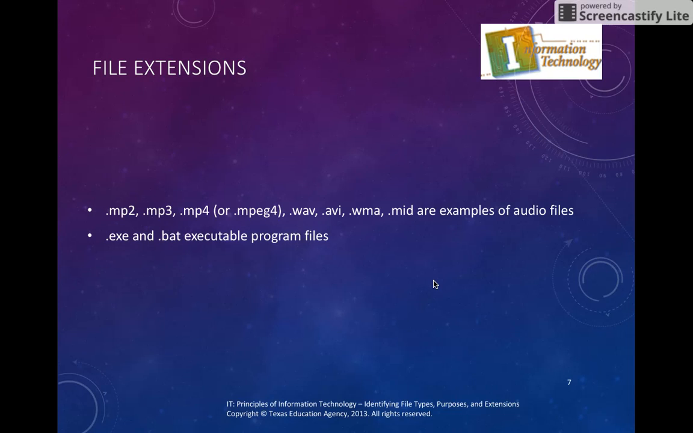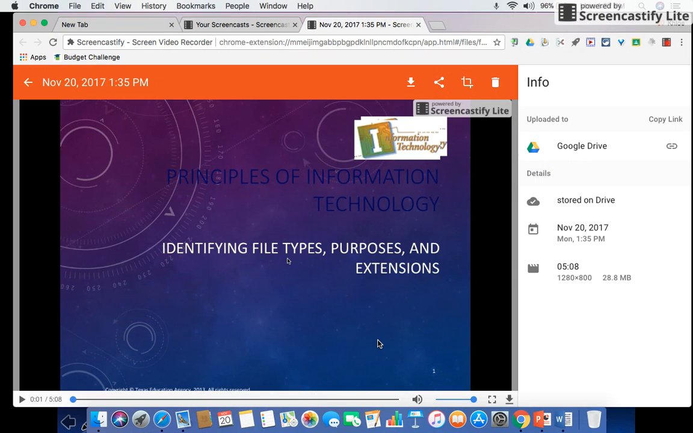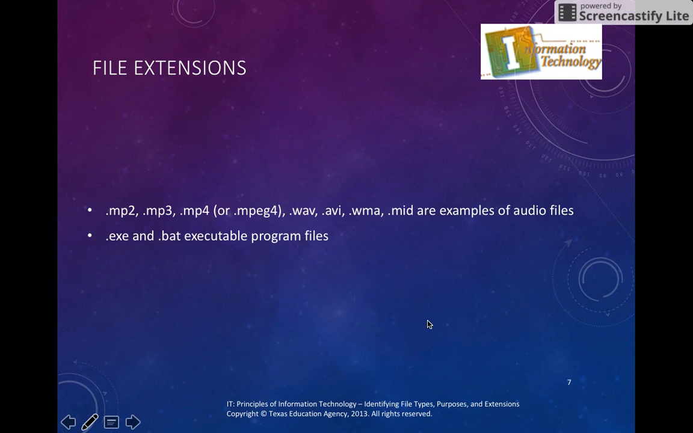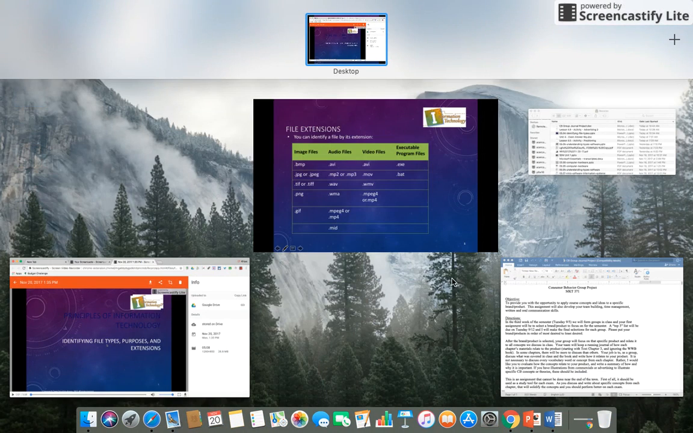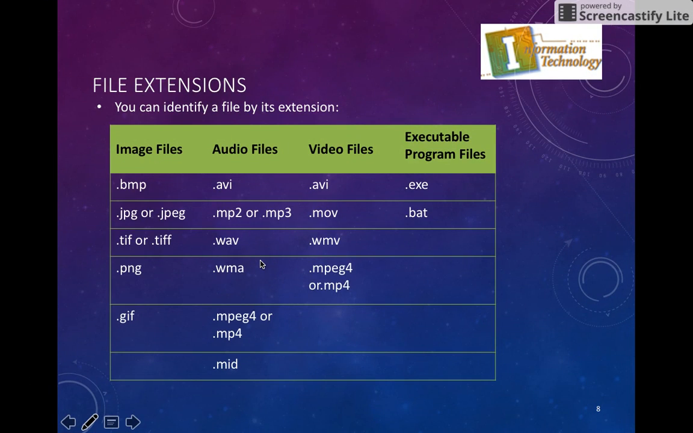And then I talked a little bit about executable files, and .exe and .bat are really the most that you will see. .exe is the most likely that you'll see when it comes to executable program files. So here is just a table explaining those a little bit more.